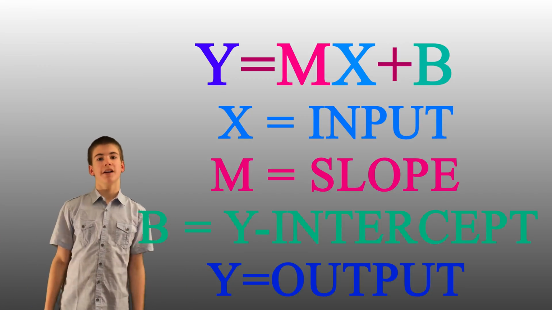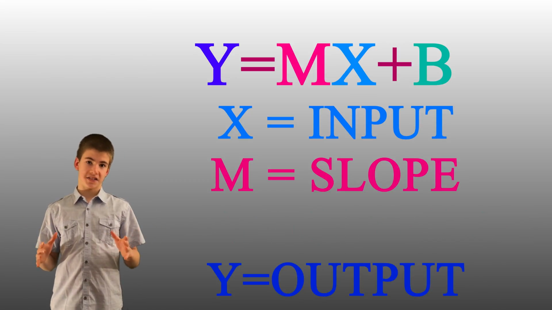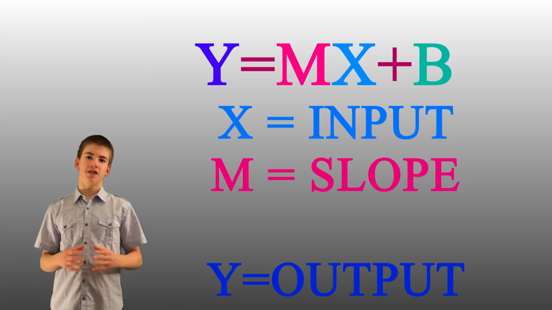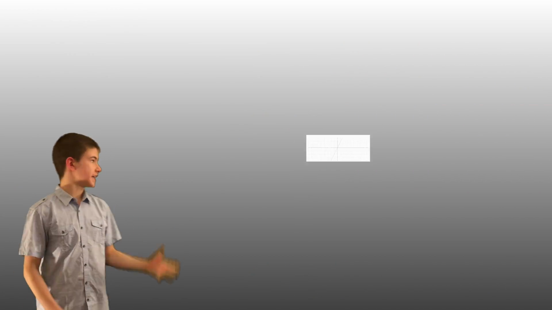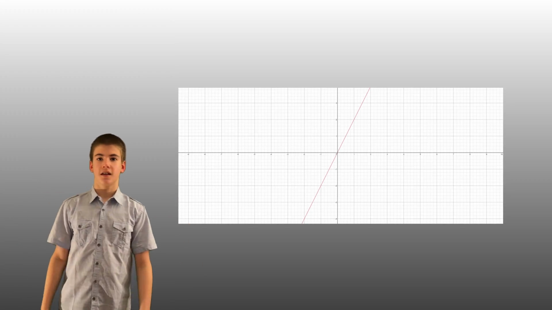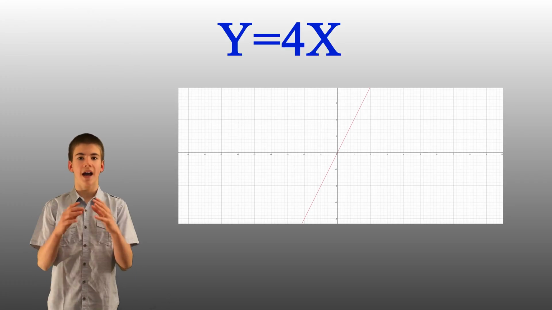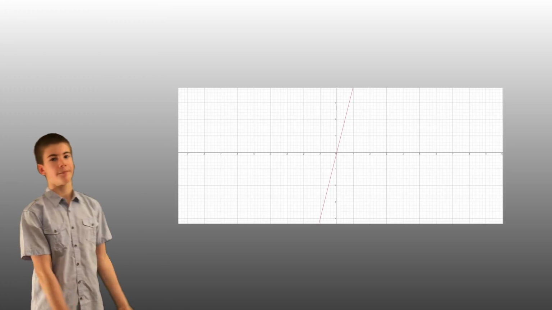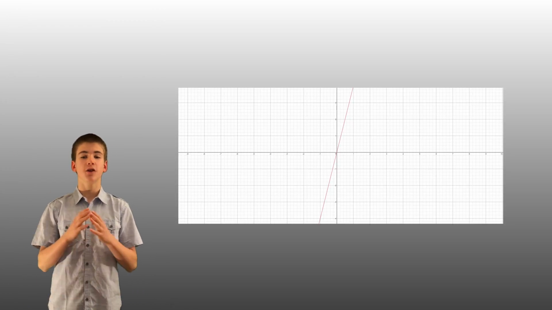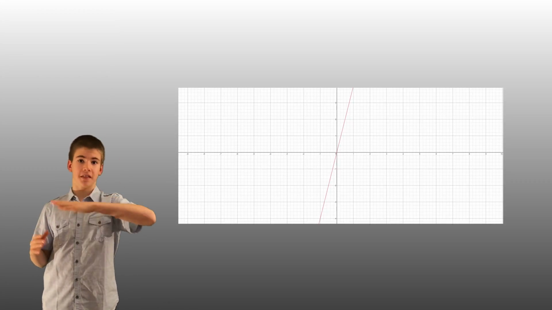Let's begin by plotting the line without a b, or in the case of a neural network, without a bias. If we were to plug in 2 for the slope, our equation would be y equals 2x. If we were to plot it, it would look like so. Now, let's change the slope to 4, making the equation y equals 4x, and making the graph look like so. If you notice, the only thing that changes when I change the slope is how steep the line is.